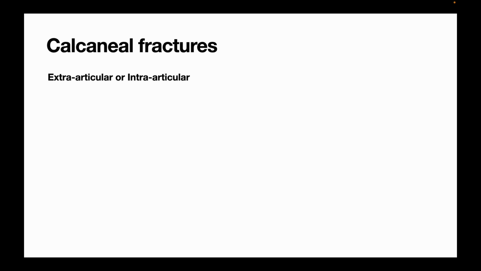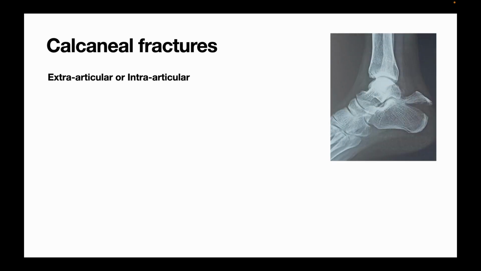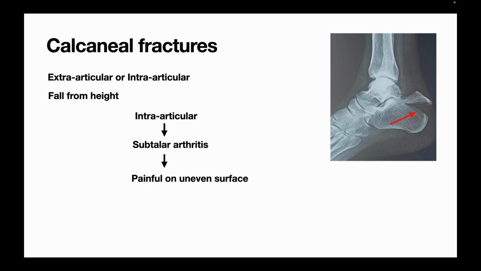Next is the calcaneal fracture. This can either be an extraarticular fracture as shown here or an intraarticular fracture. Fall from height is the usual mechanism of injury. Malunion of the intraarticular fractures can lead to osteoarthritis of the subtalar joint. This manifests as pain and difficulty in walking on an uneven surface or a ramp.